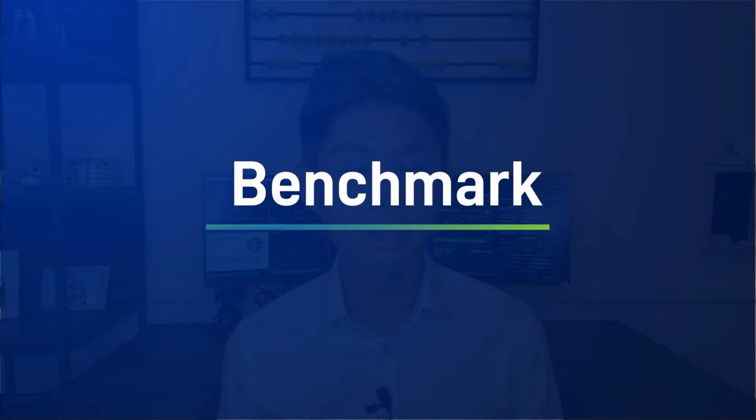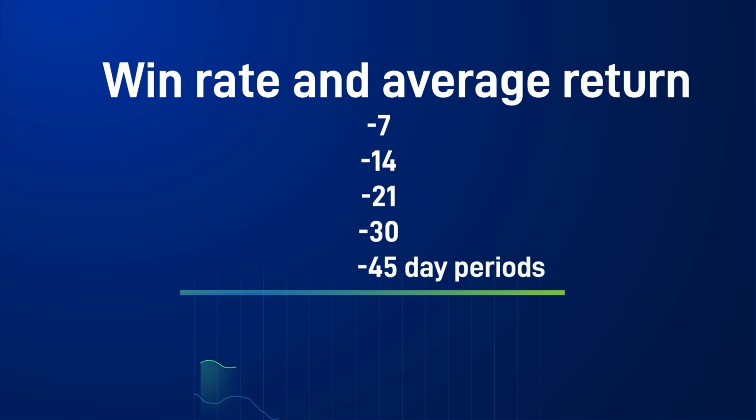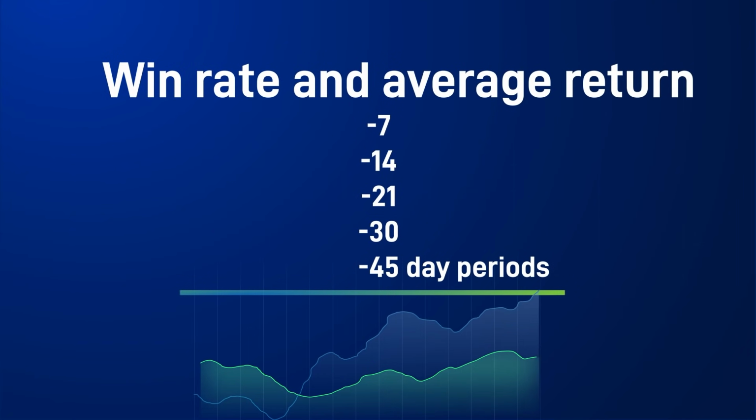To start, we're going to explore the technical analysis backtest and the indicators first. But before we dive into the data, I want to show you how we set up the backtest. We started this project by calculating a benchmark first. We randomly selected 1,000 different dates from the past 21 years and calculated the win rate and average return of the equity market over 7, 14, 21, 30, and 45-day periods. This benchmark allows us to see if the indicators that we test can beat the market.